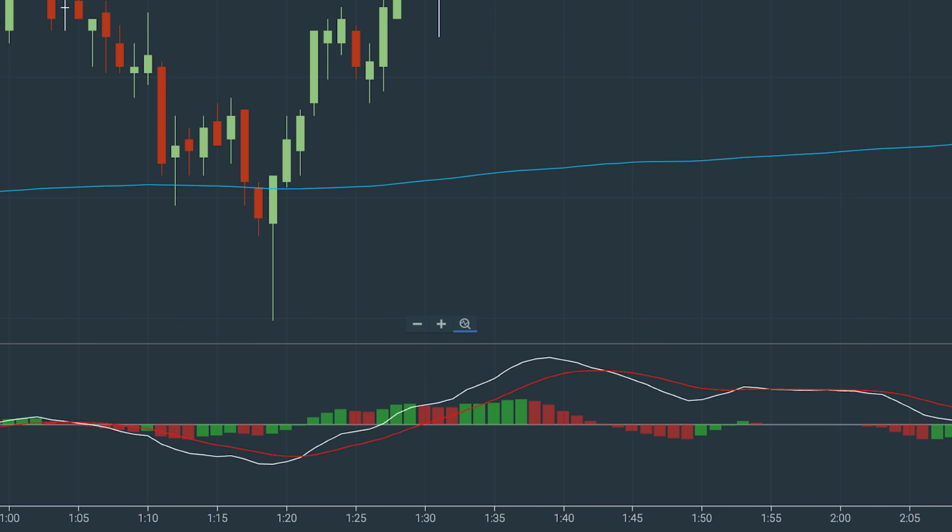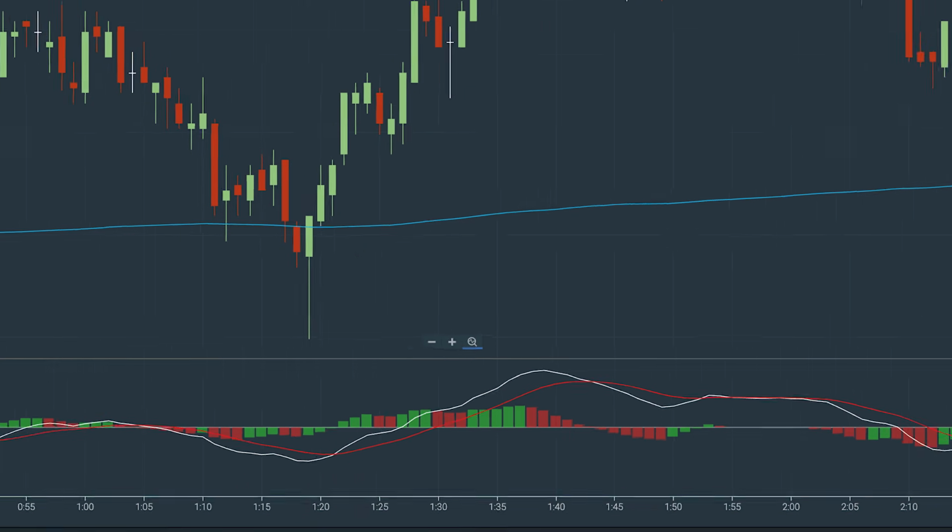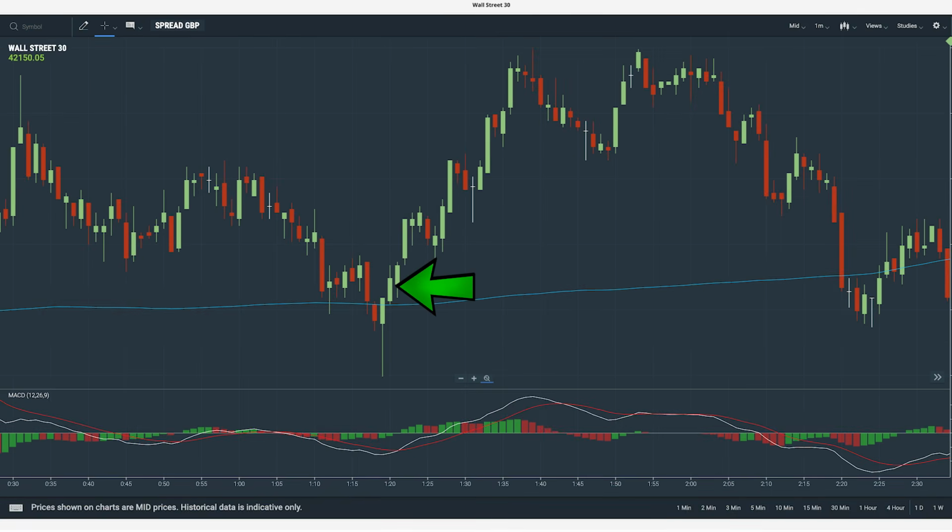So in this example, we can see that below the baseline, the white MACD line is crossing over and going above the red signal line. We check that the price is above the 200 EMA, signaling that this is an uptrending market, and we could make the trade here, placing our stop loss just below the 200 EMA line.